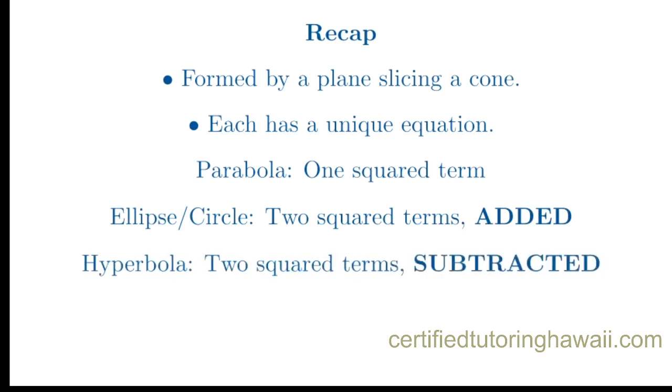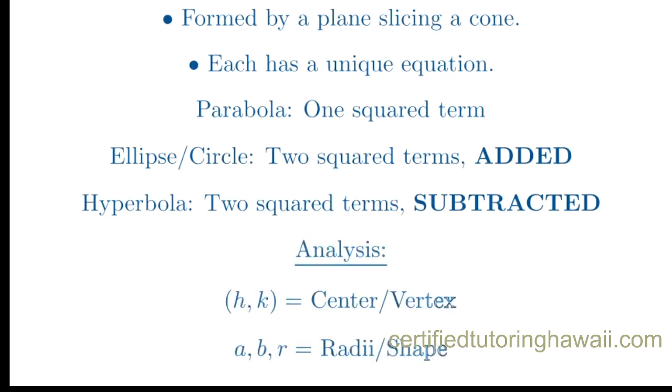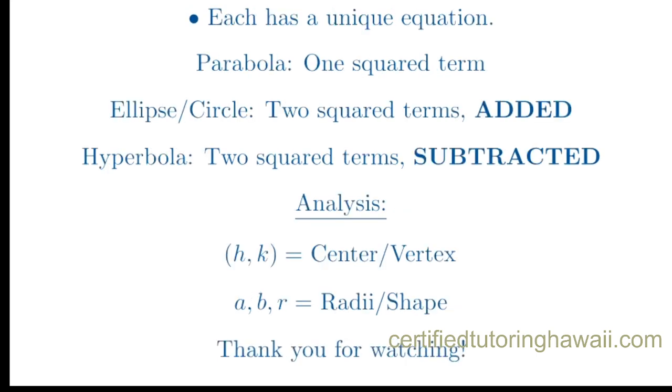The constants h and k always represent the horizontal and vertical shift of the center or vertex, and the values of a, b, and r define the shape and size. By identifying (h, k) and a, b, or r, you can determine the key features of the conic and sketch its graph. Conversely, if you know the key features, you can write its equation. Now you are able to represent conic sections analytically.